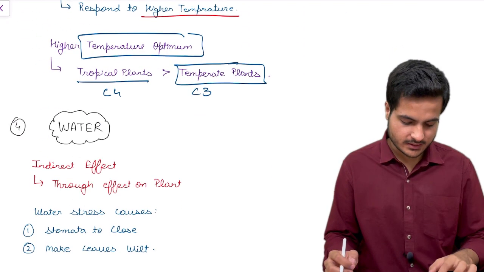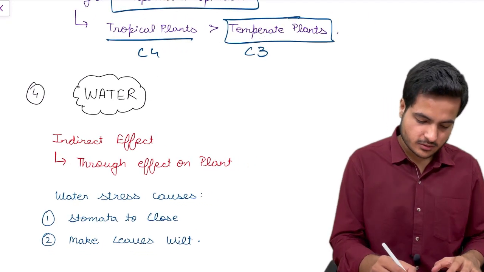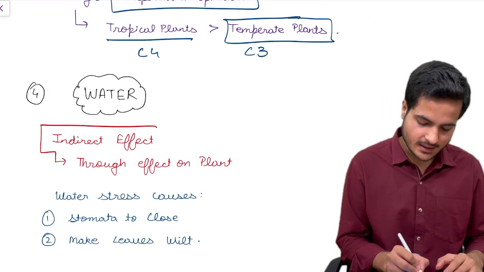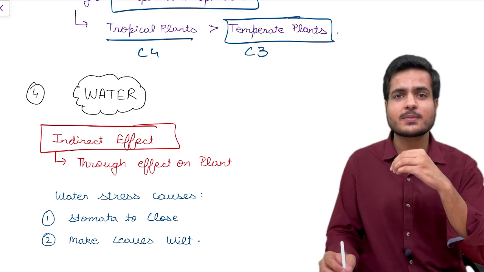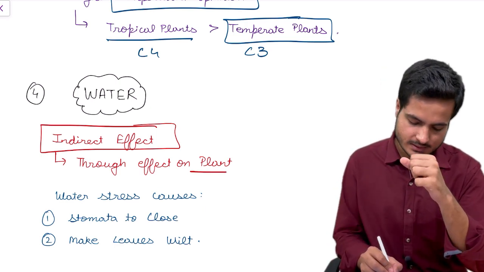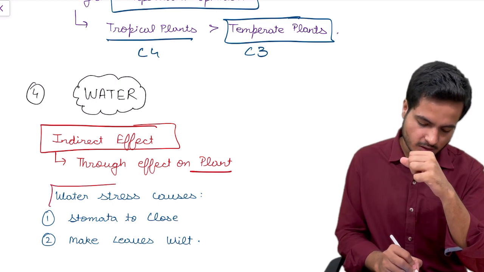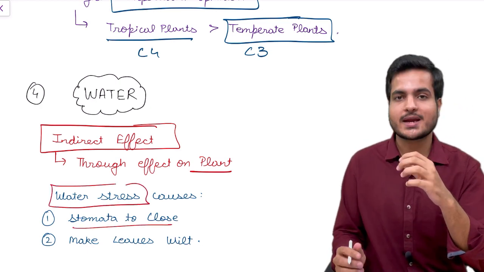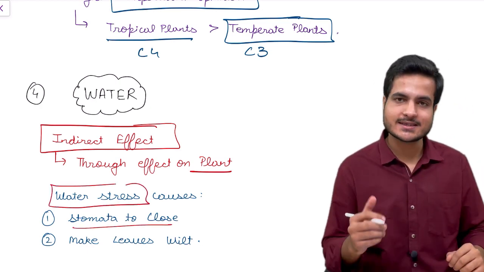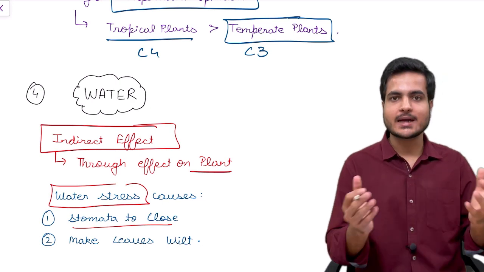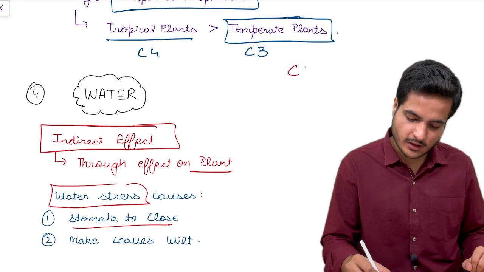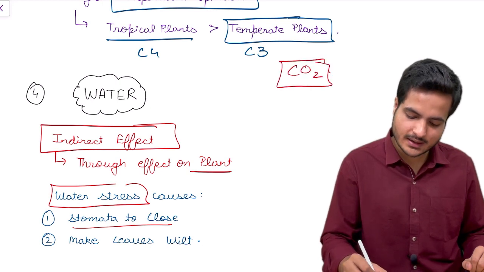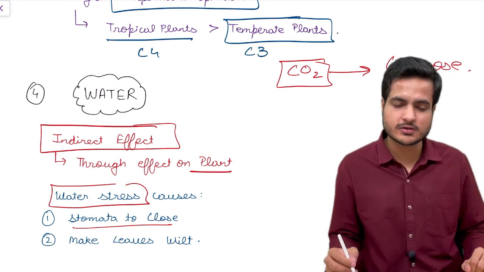Now the last factor is water. As told, water indirectly affects the rate of photosynthesis just by its effect on the plants. Therefore, water stress will cause stomata to close, and if stomata will close, gaseous exchange between the plant and the atmosphere will not take place, and therefore carbon dioxide will not be available for the dark reaction and no glucose formation will occur and photosynthesis will stop.